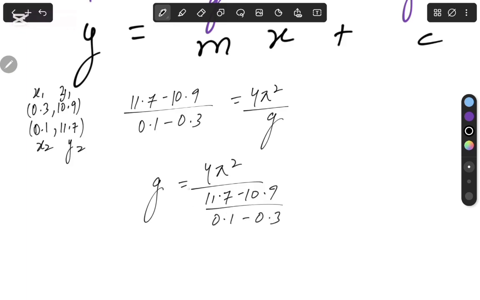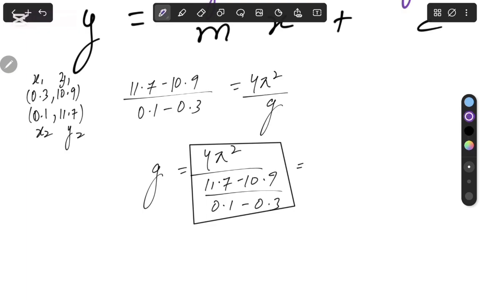0.1 minus 0.3. So that's going to give me my answer. Let me just calculate that. Right, so the gradient value and all of that, you'll get 9.6 meters per second squared. That's right. Alright, pretty simple question.